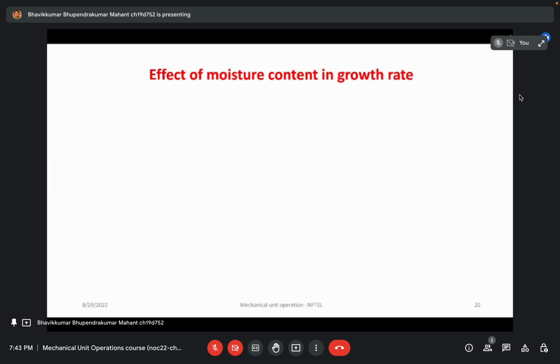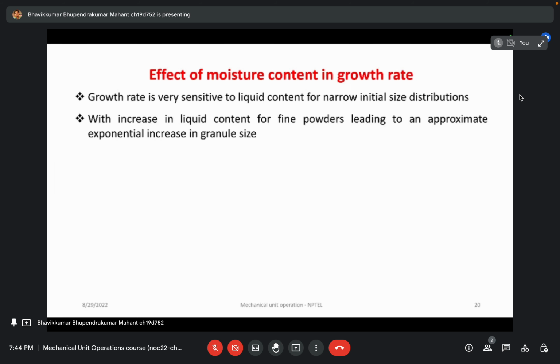Now in tumbling granulation or any kind of granulation, the moisture content is also an important thing. How much moisture can be used in your operation, you need to know before your operation or design process takes place. So we will check the effect of moisture content on the growth rate. Growth rate is very sensitive to liquid. Obviously, if you provide more liquid, there will be slurry formation. If you provide less liquid, many more issues will be generated, and not much granulation is formed.